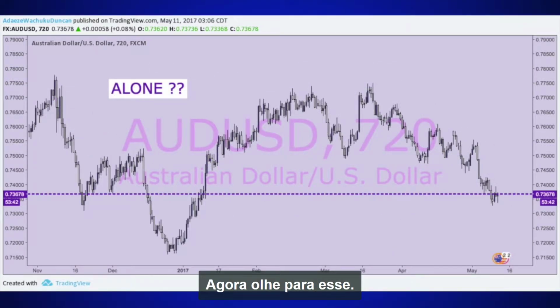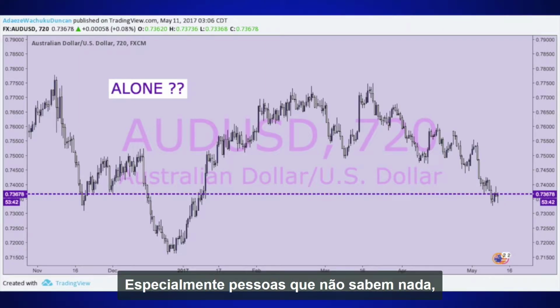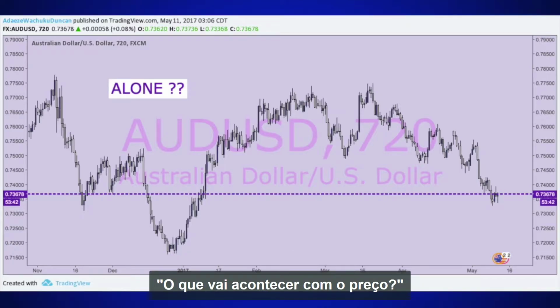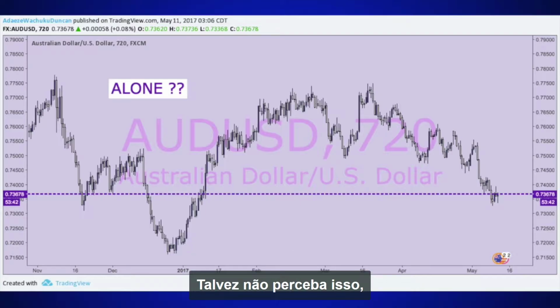Now look at this one. Do you see how in this one there are no lines? There's nothing going on in this slide. If I just showed you the slide and I said, hey, what do you think price is going to be doing? Where do you think price is heading? Especially people who don't know anything about marking up their charts, probably assuming people who are on this actual video right now. If I showed you an empty slide with nothing and I said, okay, tell me where price is heading, it's going to be very hard. Maybe you could say it's going down. Maybe you don't realize it's actually on its way up. But when you actually put the lines in, then it becomes more clear.